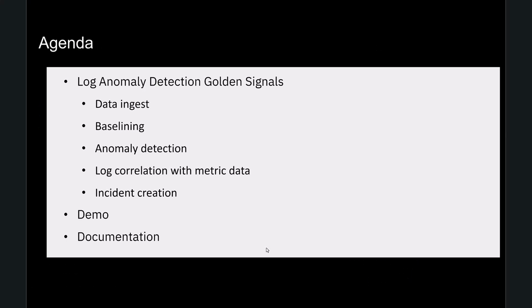So today's agenda, we are going to look into log anomaly detection golden signals. That's the whole topic. We are starting with data ingest, what to do, where to get the data from. Warren has a demo system set up. He's going to follow up with baselining and then going into anomaly detection itself. Then we are going to correlate the found anomalies with additional insights, in this case with metric data. And then we're going to follow up with the incident creation.